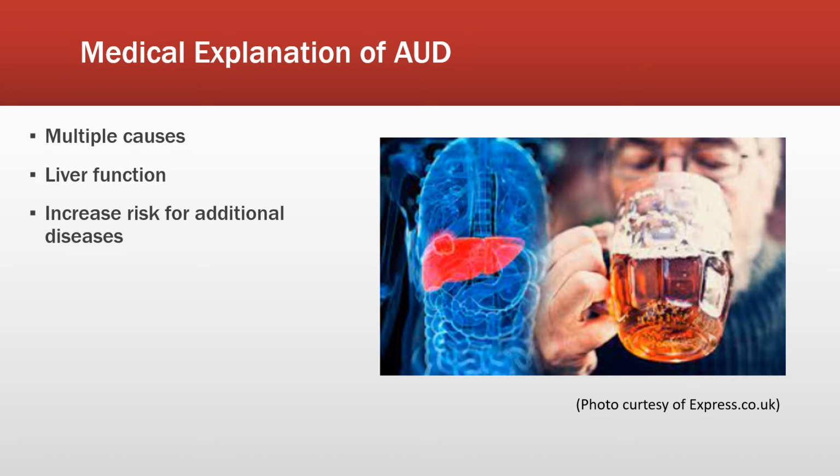AUD increases the risk for additional diseases, such as cancers, alcoholic fatty liver disease, which may lead to end-stage liver disease, hepatic encephalopathy, malnutrition, esophageal varices, ascites, edema, fat malabsorption, portal hypertension, and insulin resistance.